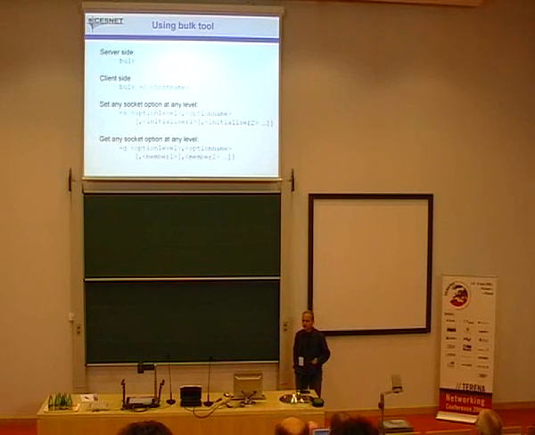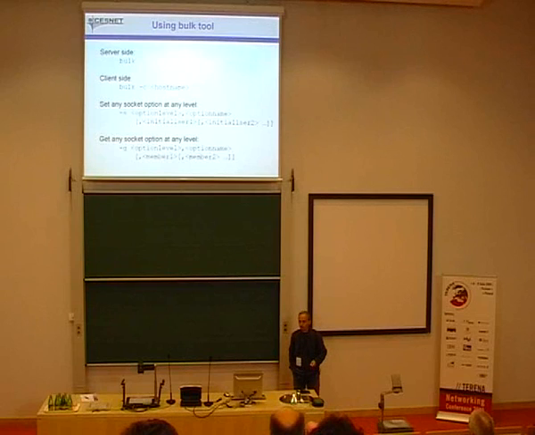So how to use bulk? You start it on a server side and on a client side, which is directed to the host name of the server. And you can use a couple of command line arguments. The two most important of them are S and G, which can be used to set or get any socket option, as I mentioned. You can use either mnemonics for existing socket options, or you can use their numbers, which can be used to set and get any possible future socket options which can be added to the kernel using some patches.